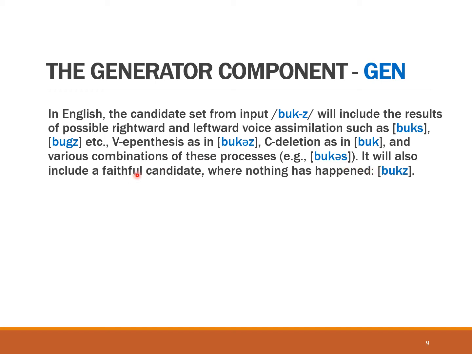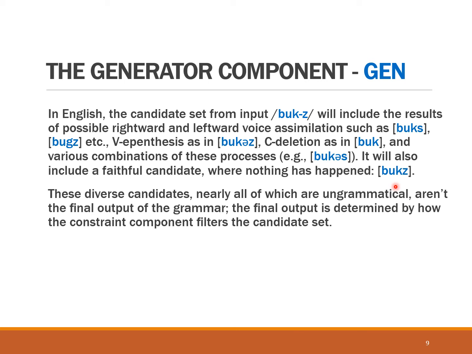It will also include the faithful candidate, the one which resembles the input. So this is called a faithful candidate. Faithful candidate means the one which does not show any kind of difference between the input and the output. This diverse candidate set, nearly all of which are ungrammatical, that means unacceptable for a native speaker, are not the final output of the grammar.